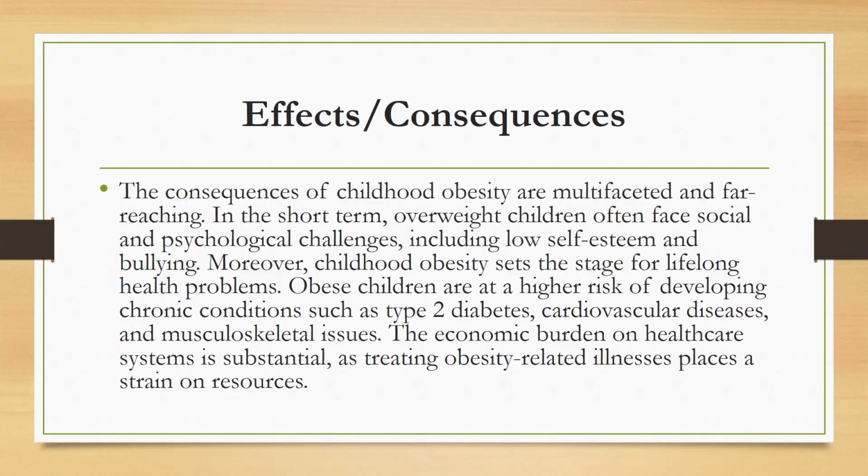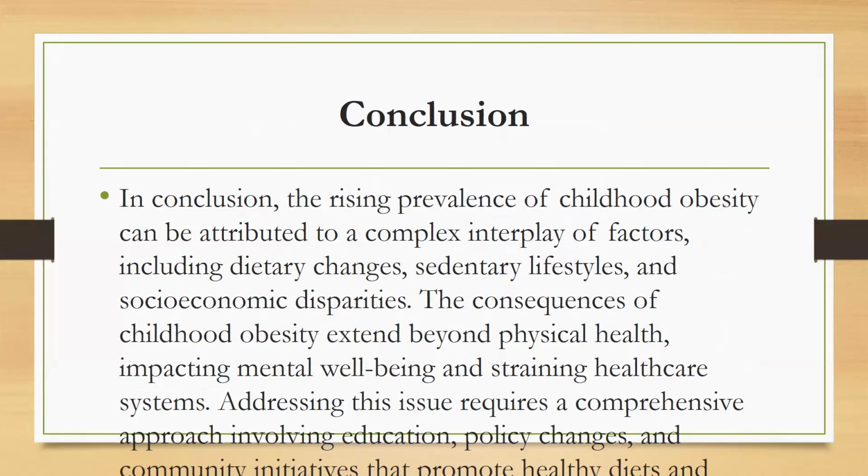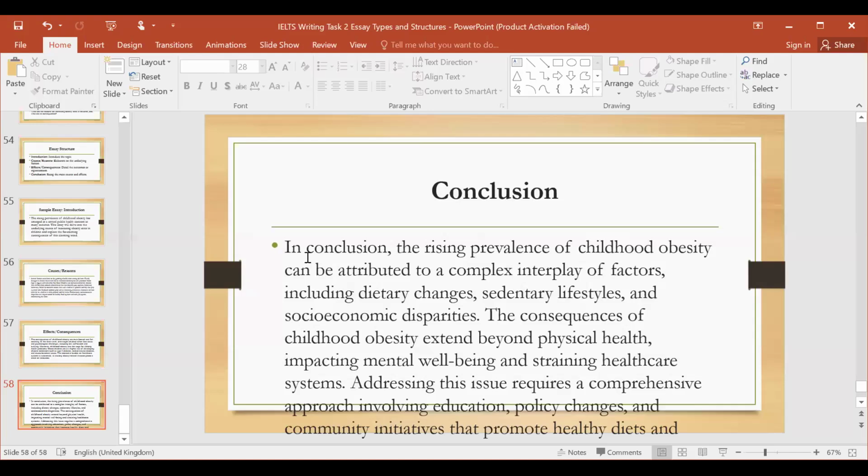You clearly state the causes, one or two, maximum three, then the effects, one or two, responding to the causes you have indicated. The consequences of child obesity are multifaceted and far-reaching. In the short term, overweight children often face social and psychological challenges, including low self-esteem and bullying. Moreover, childhood obesity sets the stage for lifelong health problems. Obese children are at higher risk of developing chronic conditions such as type 2 diabetes, vascular disease, musculoskeletal issues. The economic burden on the healthcare system is substantial, and treating obesity-related illness places a strain on resources. Then you conclude nicely.